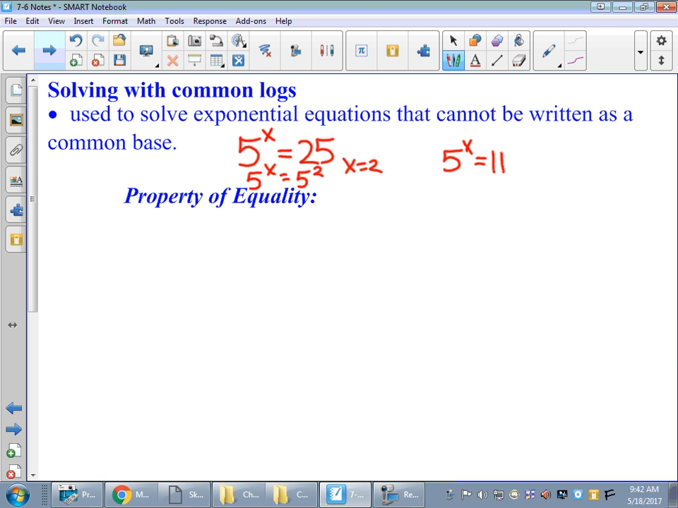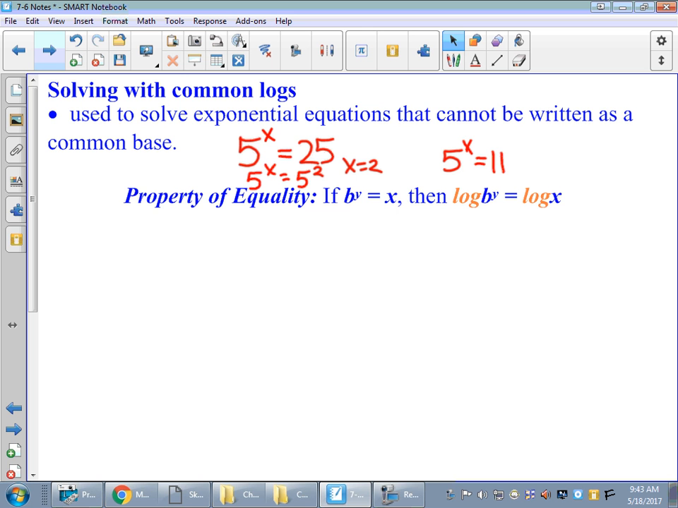You can't break them down into simpler bases. No matter how you try to do this problem, you can't get common bases. So this is where common logs is another strategy to solve exponential equations. It's another property of equality. Remember, we love those property of equalities.